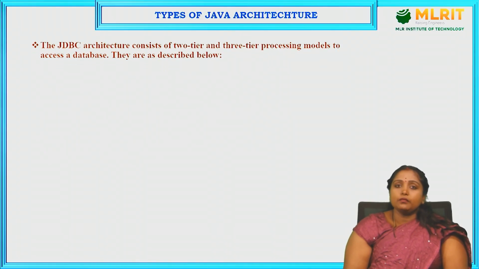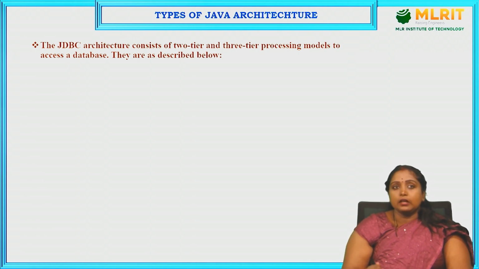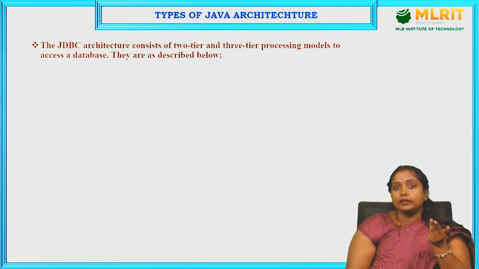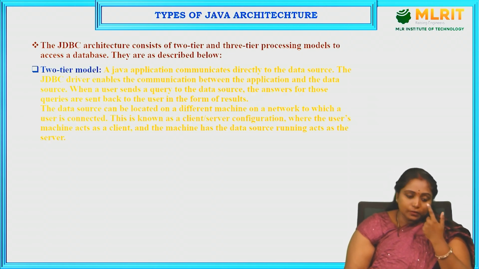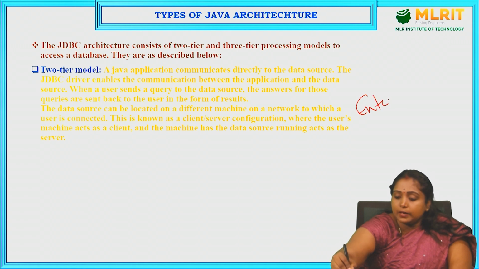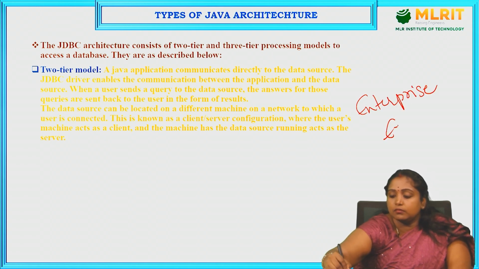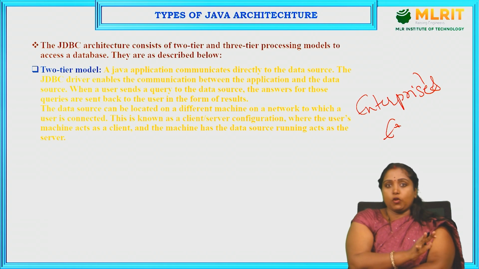Coming to Java types of architecture, JDBC architecture consists of 2-tier and 3-tier processing models. So there are two types of processing models, which is nothing but two types of architectures. First, coming to the 2-tier model, where we are using Java JDBC connection in Enterprise Edition. So here, the 2-tier model in an enterprise.